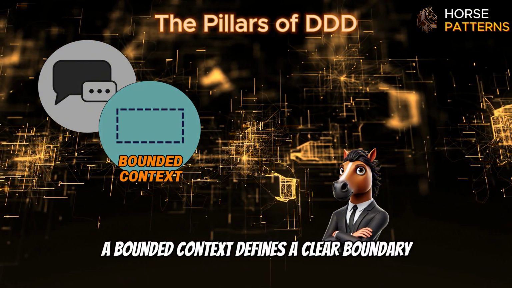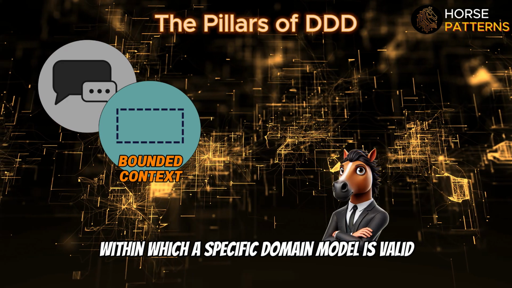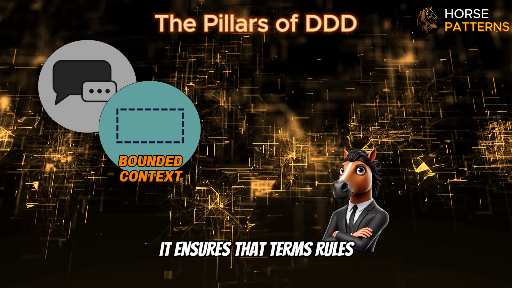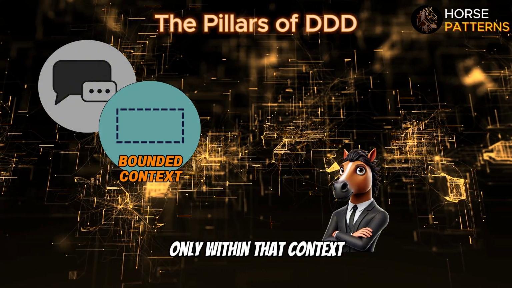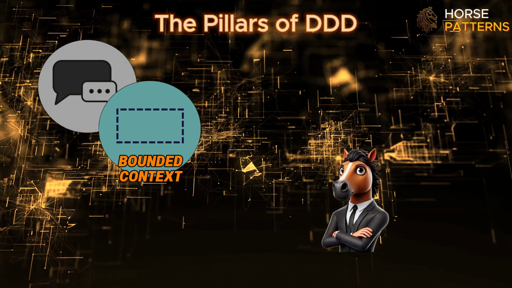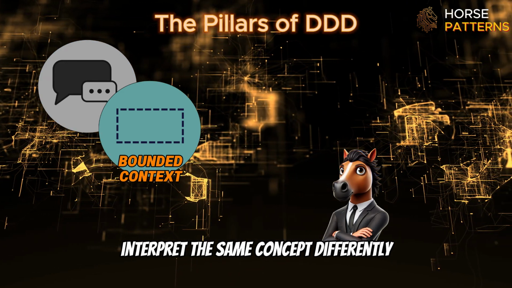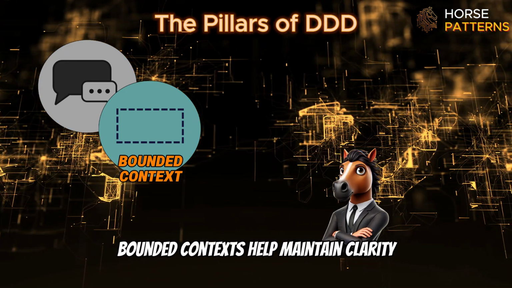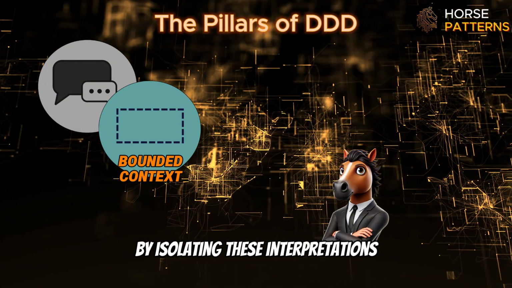A bounded context defines a clear boundary within which a specific domain model is valid. It ensures that terms, rules, and logic are consistent and meaningful only within that context. In large systems, different parts may interpret the same concept differently. Bounded contexts help maintain clarity by isolating these interpretations.